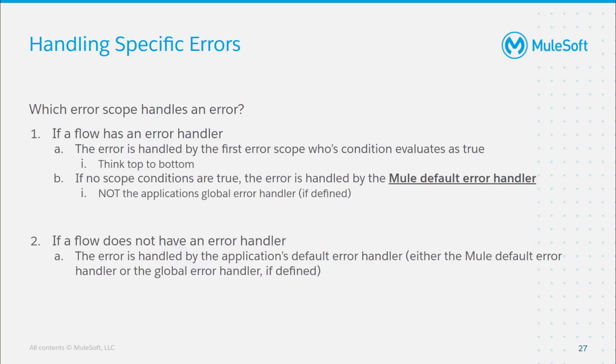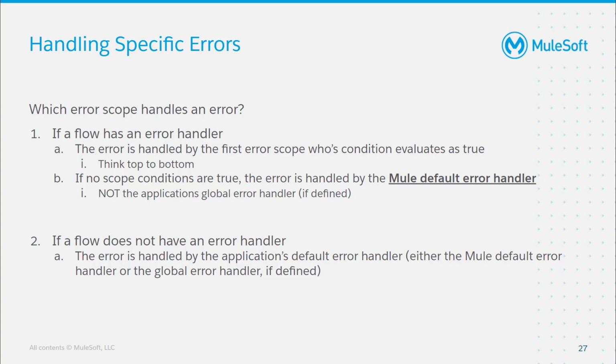As mentioned before, there are certain nuances to handling specific errors, and those nuances are associated with which error handling scope will handle the error object that is created. So how do you determine which error scope handles the error? The first question to ask is whether or not there's an error handling scope defined at the flow level where the error object is created. If no error handling scope is defined for the flow, the global error handler will handle the error if it is defined. And if not, the Mule default error handler will handle the error.